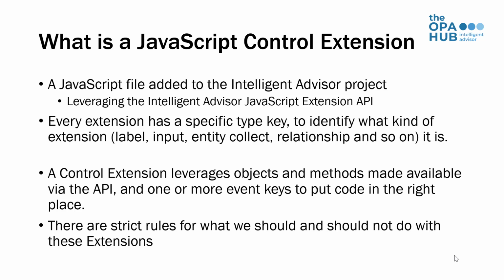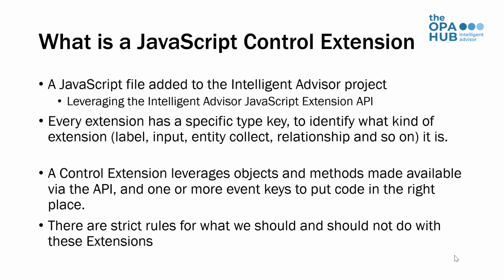And we would say that it has a specific type key, which allows us to identify just by looking at the code what kind of extension it is. In the previous chapter, we saw a label extension, and in this chapter, we'll talk about input extensions, and in other chapters, we'll discover all sorts of other extension type keys. So this control extension, whether it be a label or an input or anything else, essentially leverages objects and methods that are made available to us through the extension API provided by Oracle.